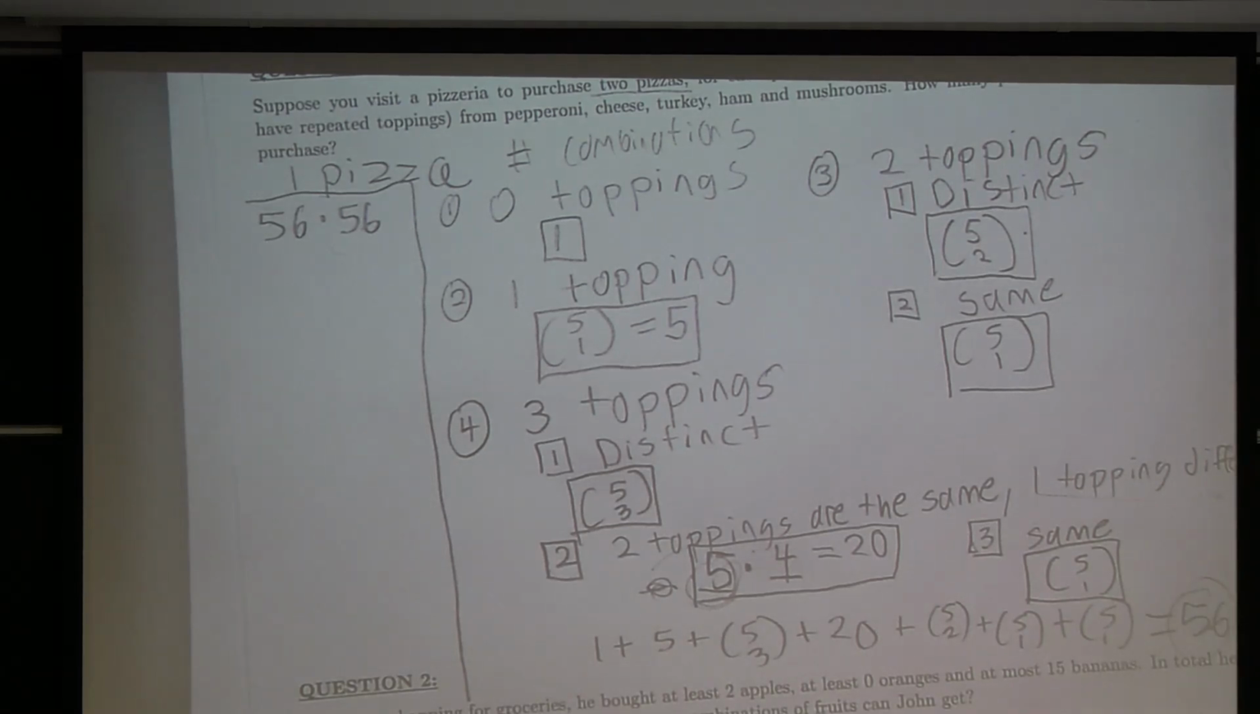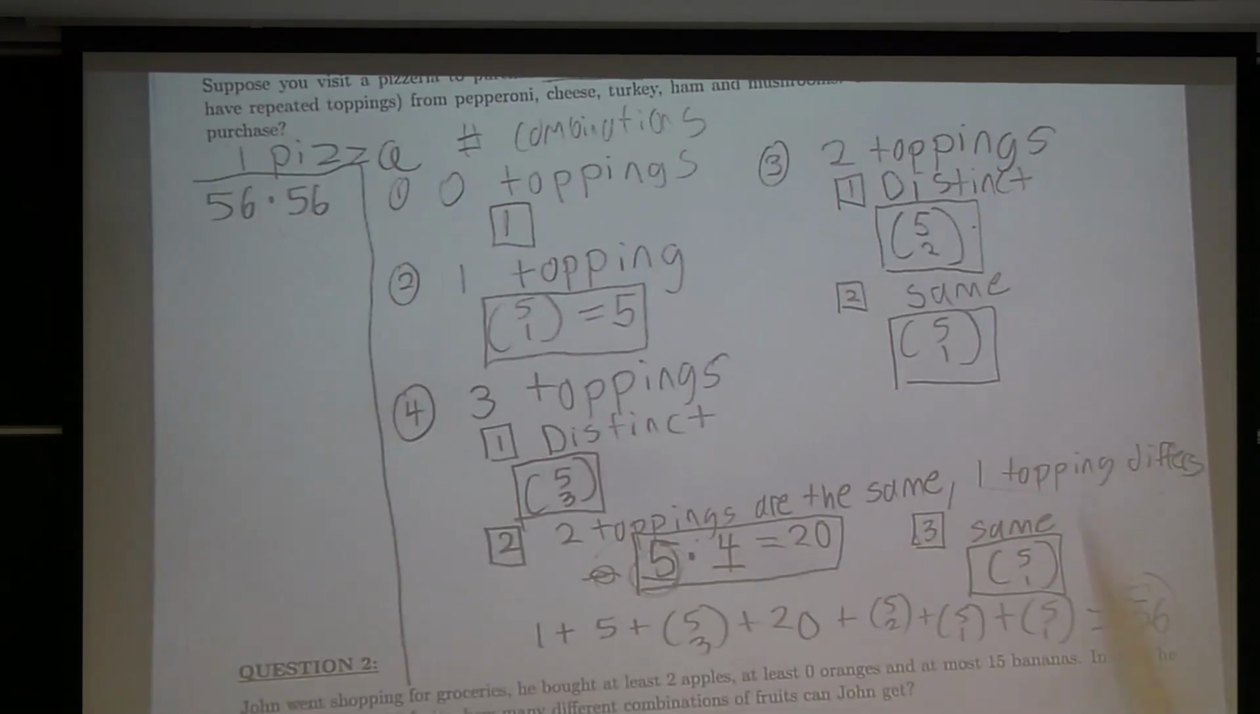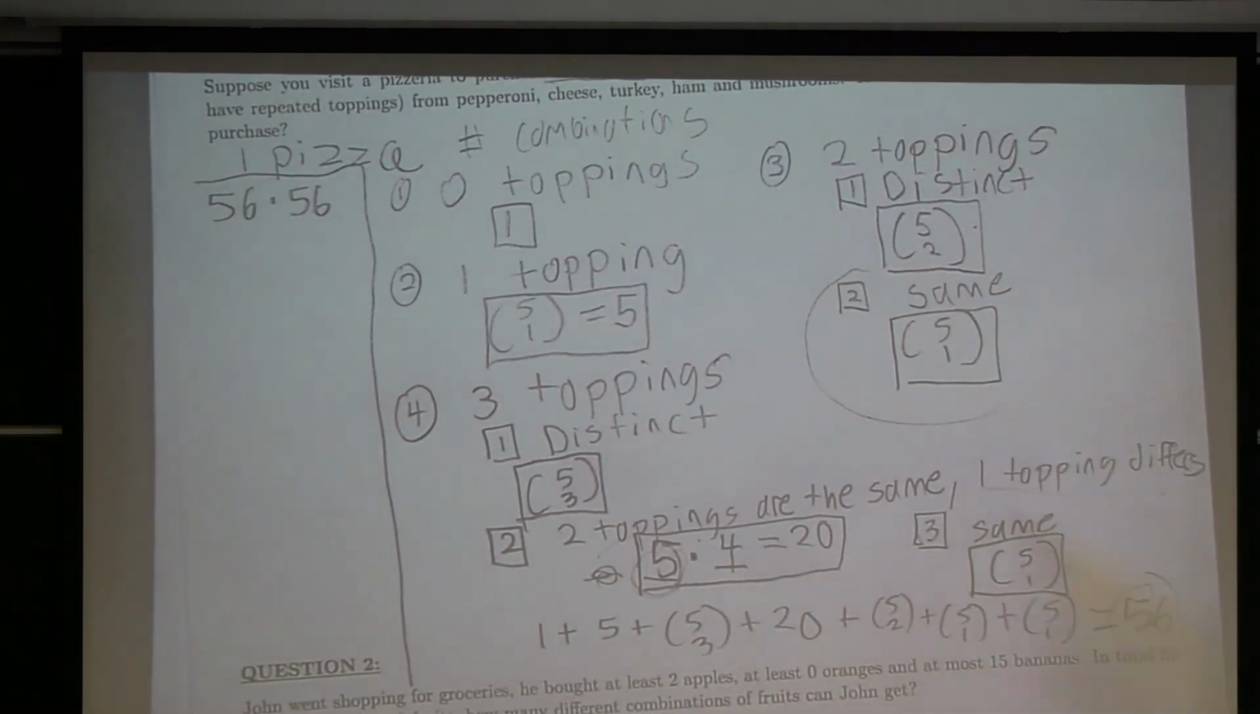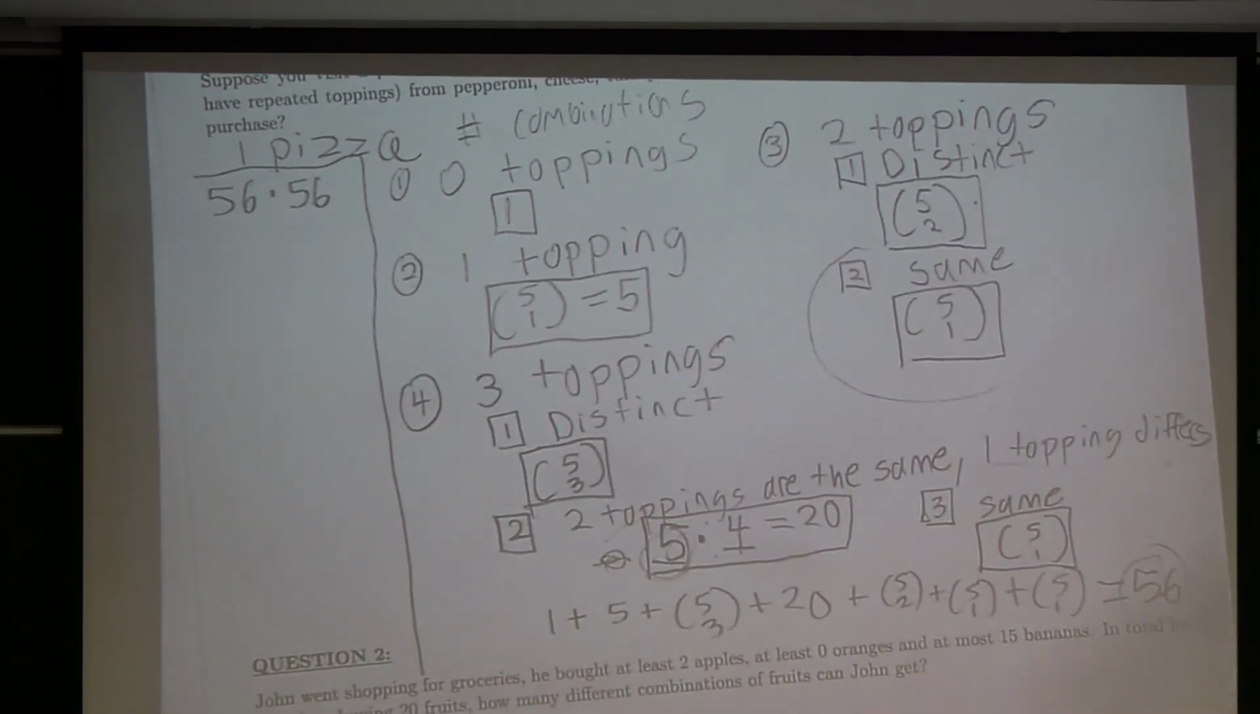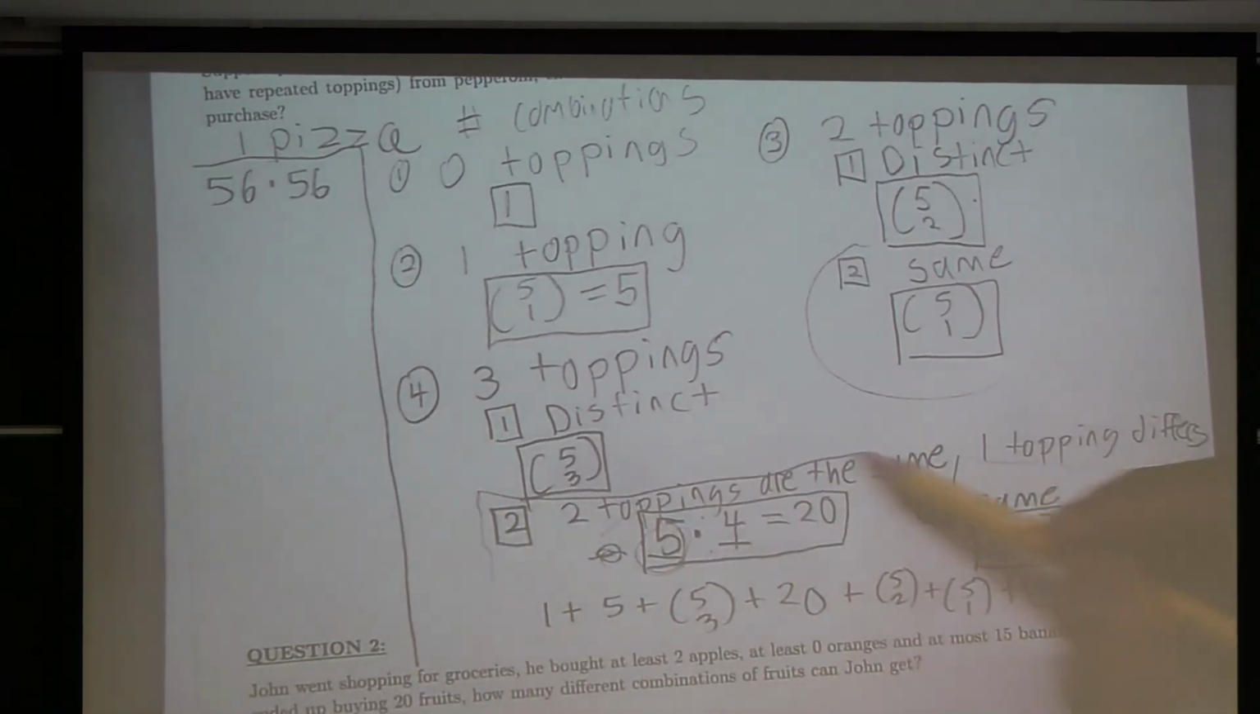Yes? Can you explain the ones where the toppings are the same? Two toppings are the same. So this one here? No, 5 times 4. Oh, 5 times 4. OK. So in this case, let me just label it here.